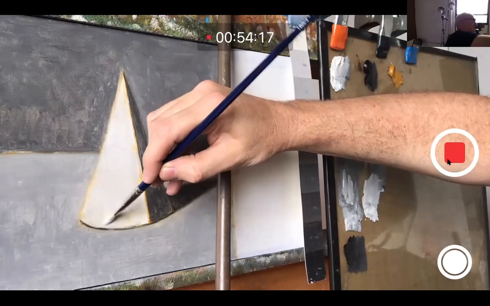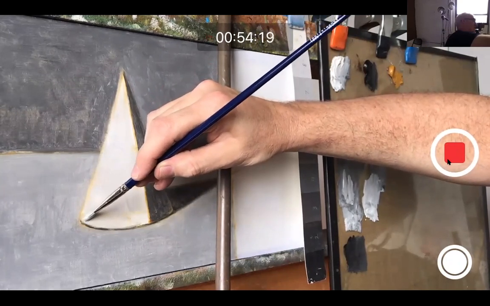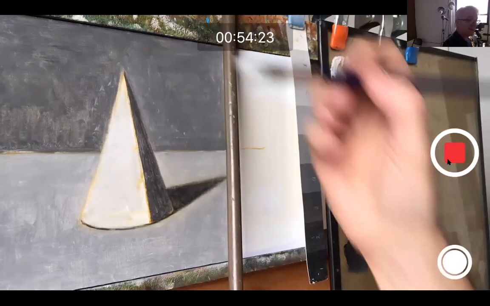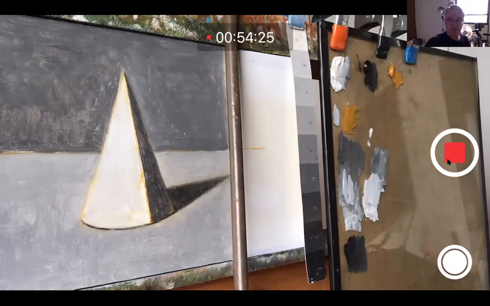Did you make that thing? You bought that thing that you're resting your hand on? I'm sorry, can you say that again? You're resting your hand on. You keep putting it back to rest your hand on.